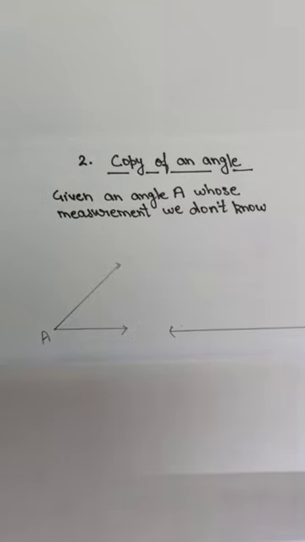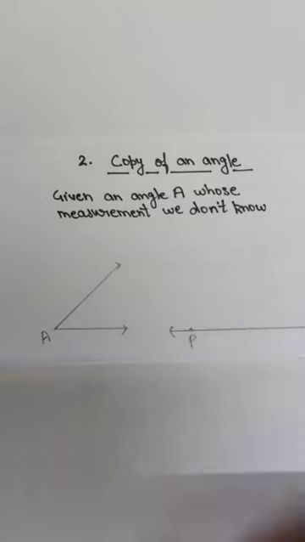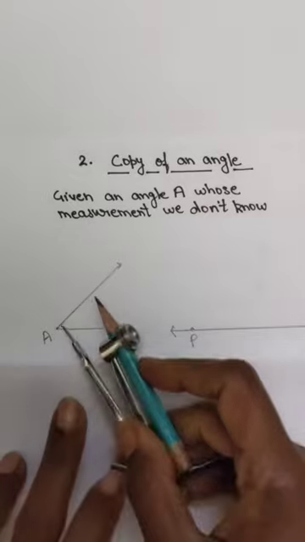Mark a point P on it. This is point P. Place the pointer of the compass at A and draw an arc to cut the rays of angle A at B and C. See how we will do.